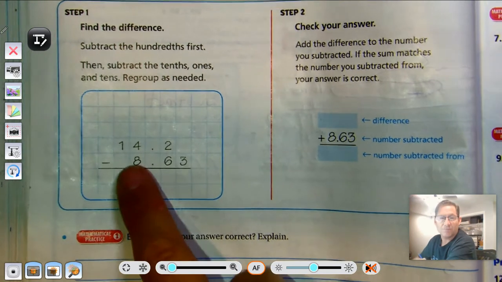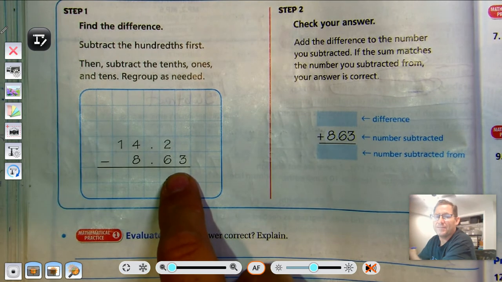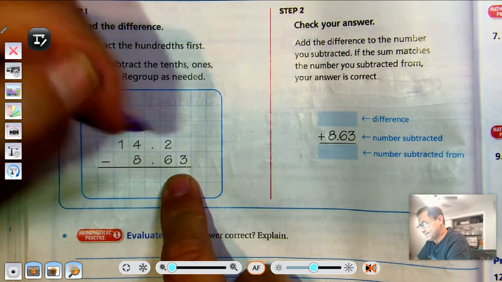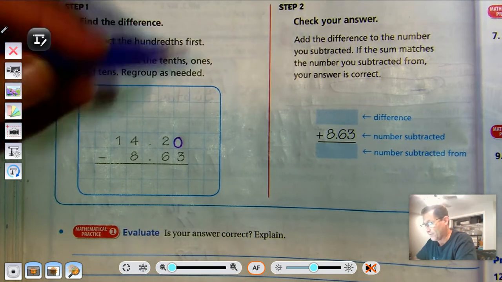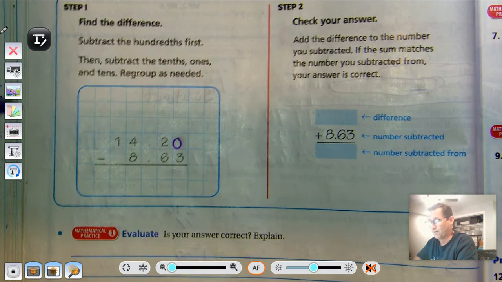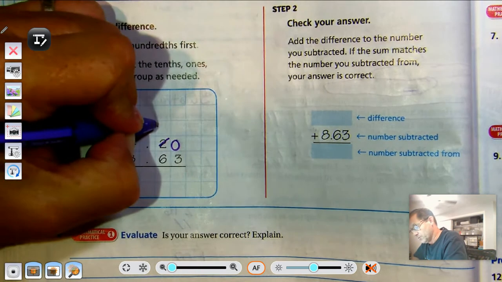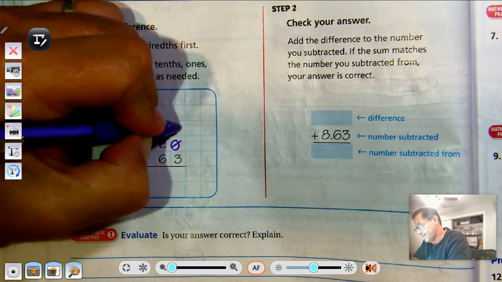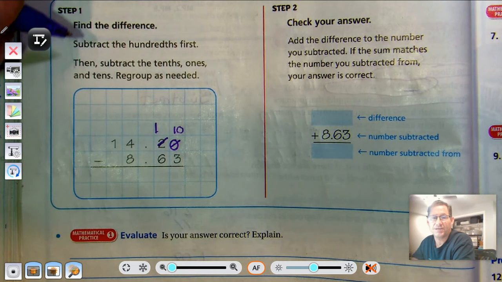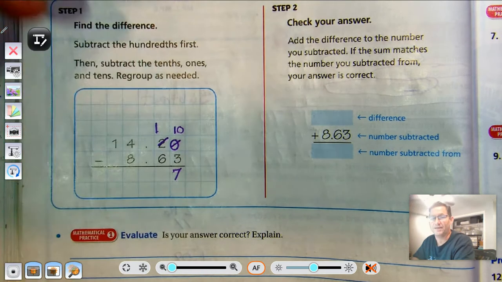Now, when you notice this number, 14 and 2 tenths, take away 8 and 63 hundredths, they don't have the same exact place value. So let's add a 0 to the right of the 2 tenths. Now they both have hundredths. All right, but I can't take 3 hundredths from 0 hundredths. So we're going to regroup. We're going to take 1 tenth and give 10 hundredths to the hundredths place. Now we can subtract. 10 take away 3 hundredths is 7 hundredths.